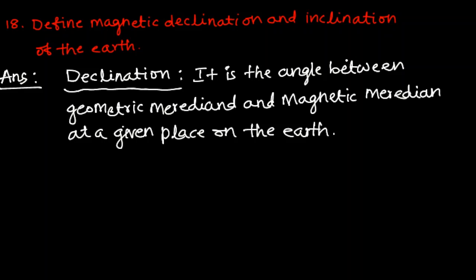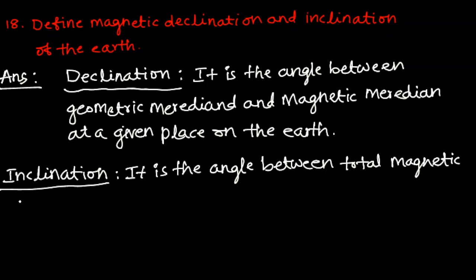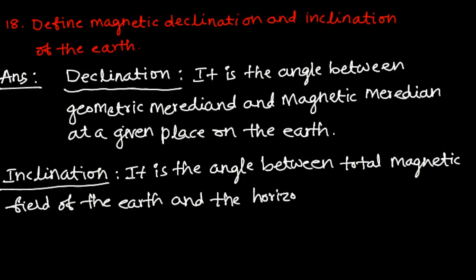Then what is inclination? It is the angle between the total magnetic field of the earth and the horizontal, in the magnetic meridian.